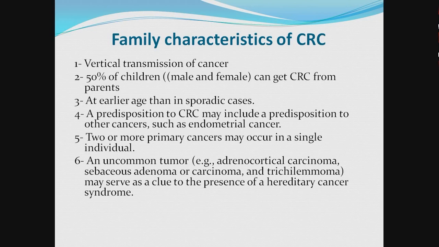Number 6, an uncommon tumor, adrenocortical carcinoma, sebaceous adenoma or carcinoma, and trichomoma may serve as a clue to the presence of hereditary cancer syndrome. Then maybe other types of cancers may encourage development of CRC in the family.